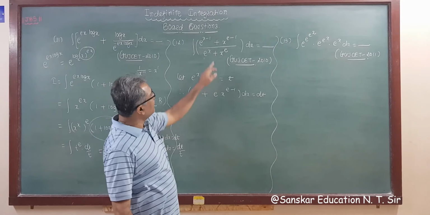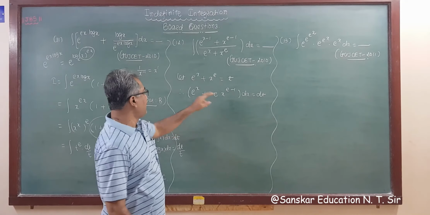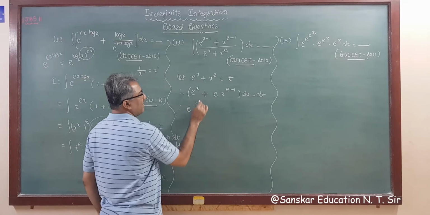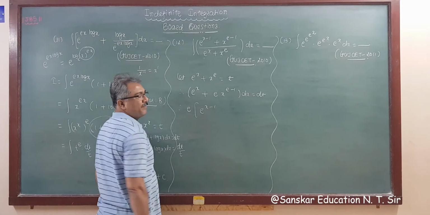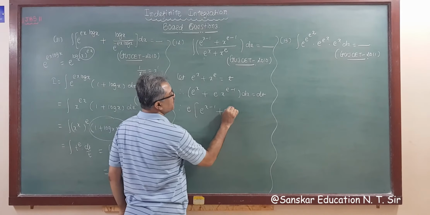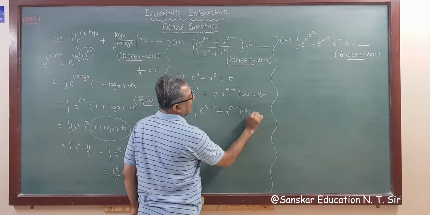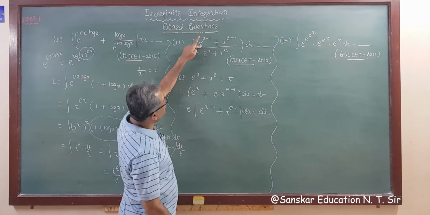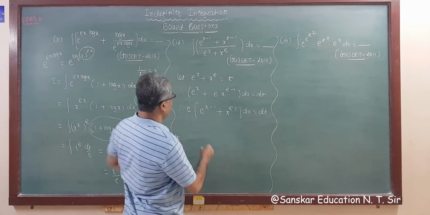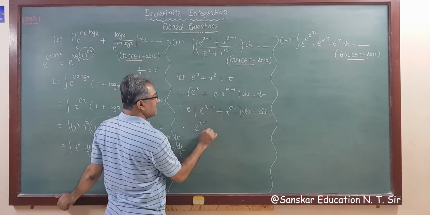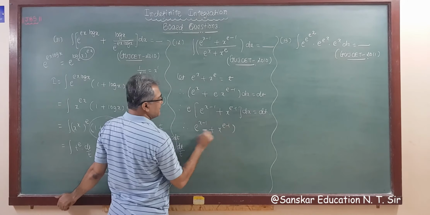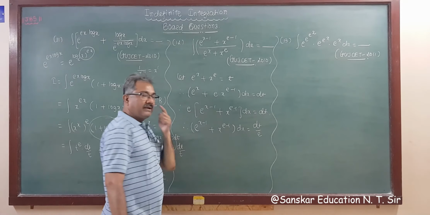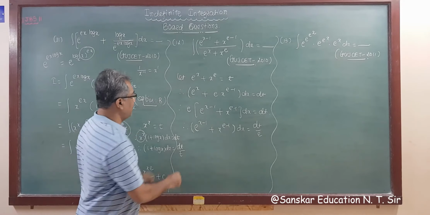Now no e here, right? So taking e common, this becomes e raised to x minus 1 plus x raised to e minus 1 dx is equal to dt, right? Now we have only e raised to x minus 1 plus x raised to e minus 1, so e raised to x minus 1 plus x raised to e minus 1 dx is dt by e. So substituting all these values here, what we get?